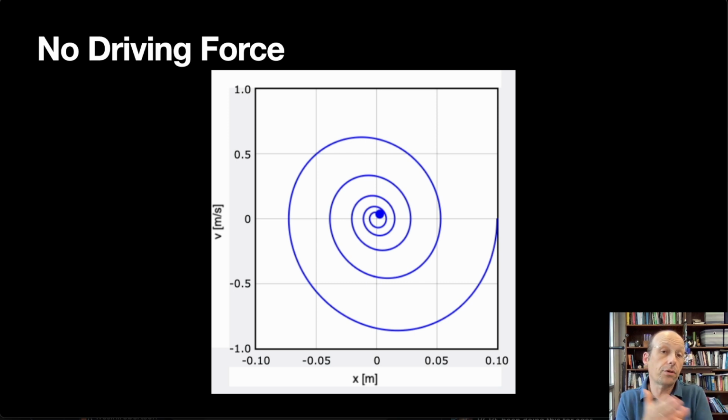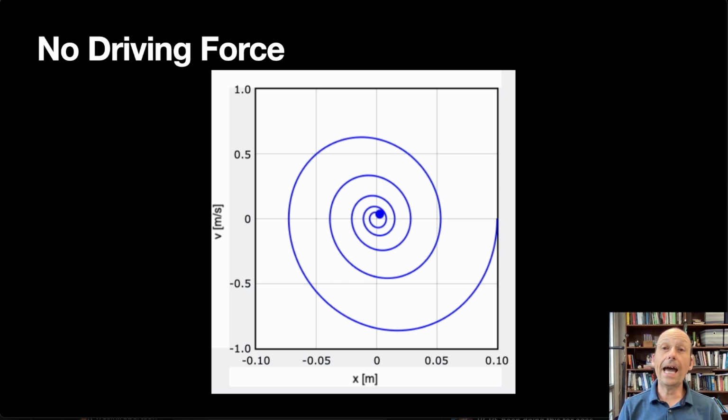Because if it's not at the origin, there'll be a force on it, because there'll be a restoring force. And if it's stopped, it has 0 velocity. So it couldn't stop anywhere else. It has to stop at the phase space origin, but it just spirals in like that. And I think that's kind of cool.